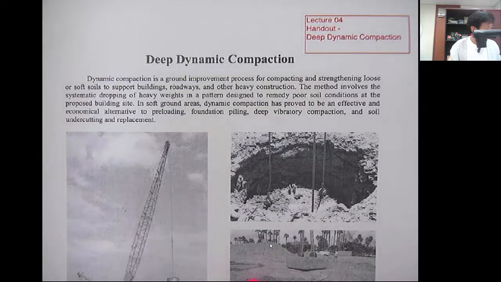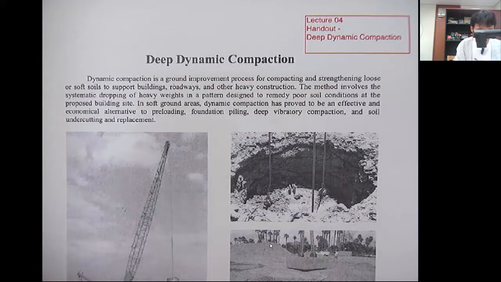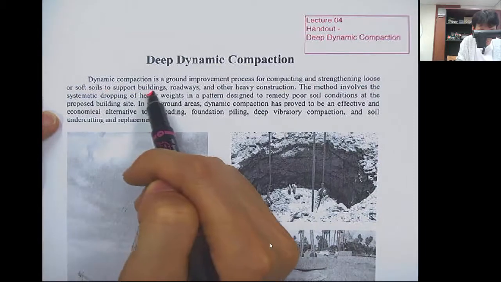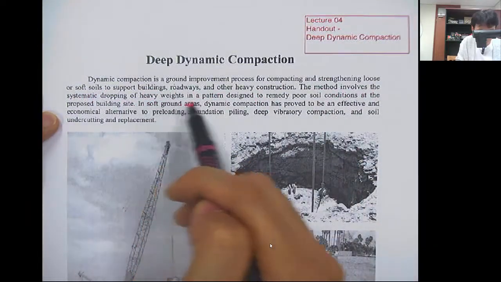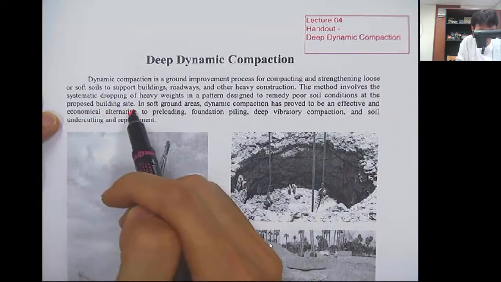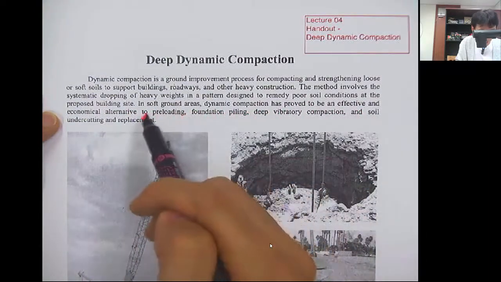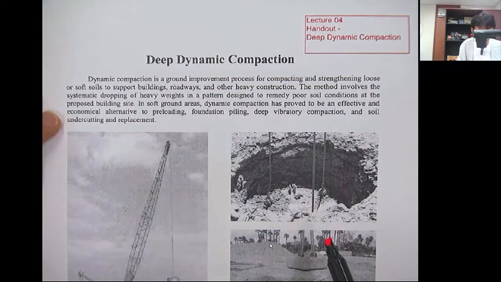So please look at the handout. This is the short note about the deep dynamic compaction. Deep dynamic compaction is a ground improvement process for compacting and strengthening loose or soft soil to support buildings and structures. This method involves the systematic dropping of a heavy weight in a pattern designed to remedy poor soil conditions at the proposed building site. In soft ground areas, dynamic compaction has proved to be an effective and economical alternative to preloading, foundation piling and deep vibratory compaction, etc.